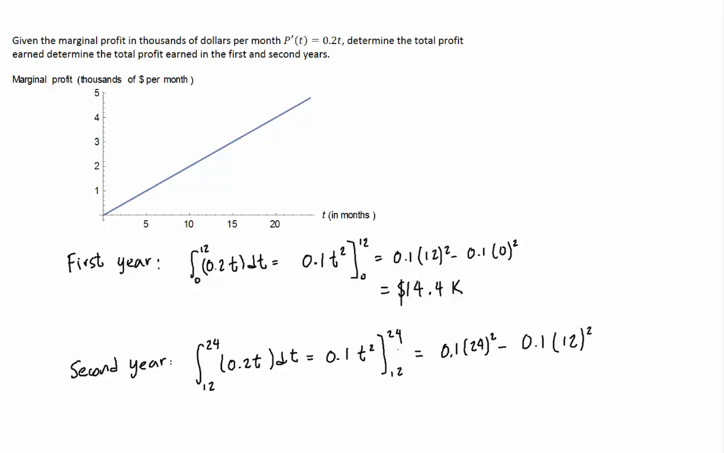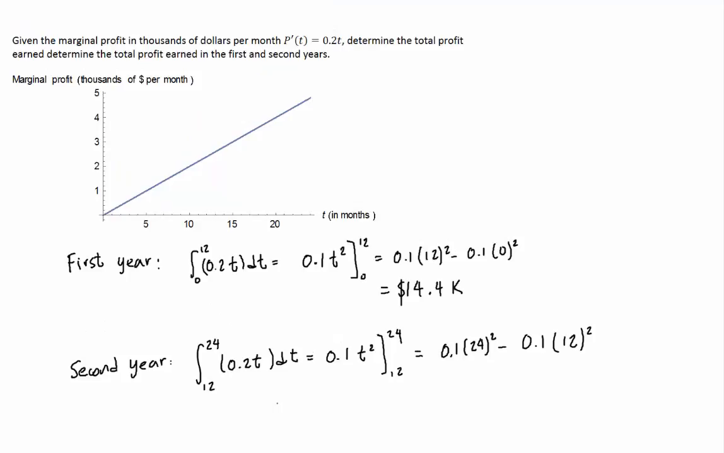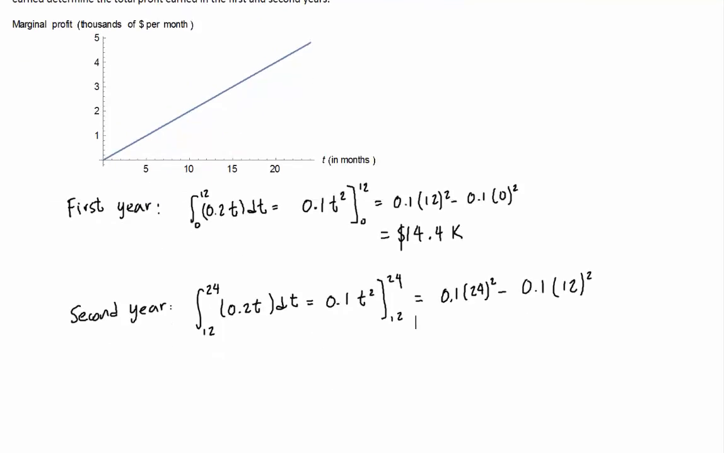So you evaluate it at 24 first, and then subtract the function evaluated at 12. Oh well, I guess I won't be able to fit everything on the screen. Okay, so now we just evaluate it, and what do we get? So we get 43.2 thousands of dollars. So this is how you would solve these problems.